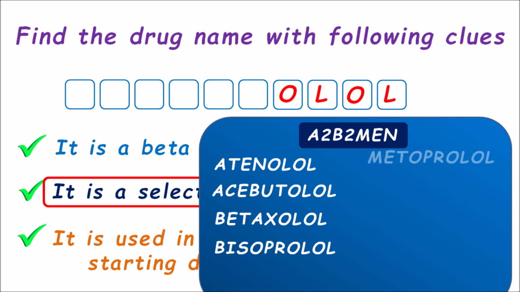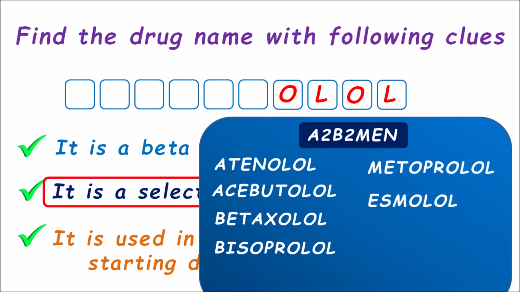Then men indicates metoprolol, esmolol and nebivolol. These are the 7 selective beta blockers which can be remembered with the simple mnemonic A2B2 men. Among these, nebivolol is a selective beta blocker with additional activity. It can increase the release of nitric oxide which produces the vasodilation.